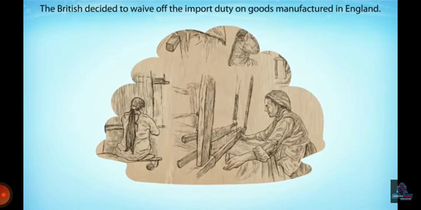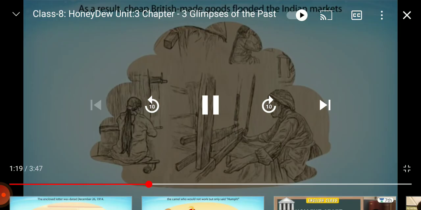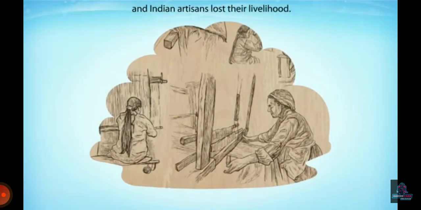The products manufactured in our country might not sell in the market, because the Britishers made a rule that you should buy our products. They kept these kinds of rules. As a result, cheap British-made goods flooded the Indian markets. British products were very cheap compared to Indian ones, because Indians worked hard and prepared the goods by themselves, but the Britishers manufactured many things using machines, cheap and at low cost.